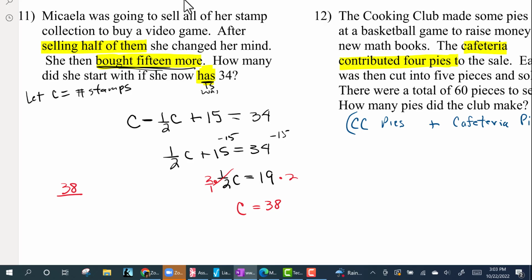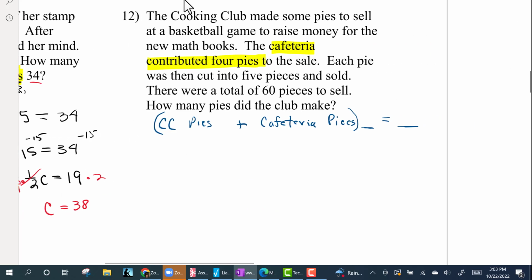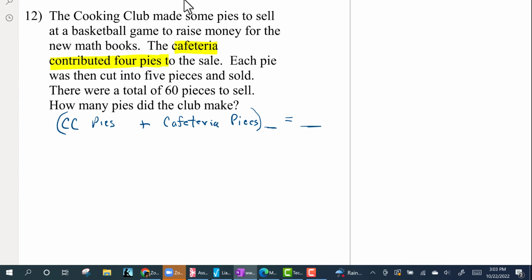And she sold half. Then she added 15. So 38 subtract 19 is 19. 19 plus 15 is 34. Yep, all right.